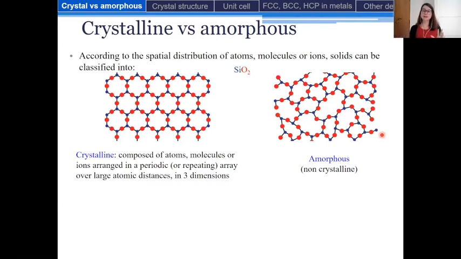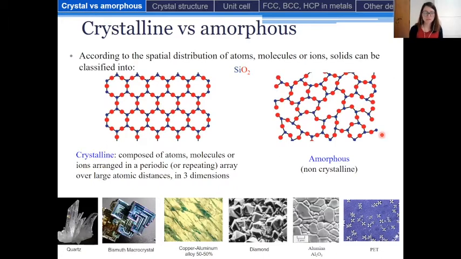We say amorphous or we say non-crystalline, but it is the same description. And in fact, in amorphous material, we can find a short range order, which means along 10 or 100 atoms, we can find a repeating pattern, but it is not the case in long range, in long distances.